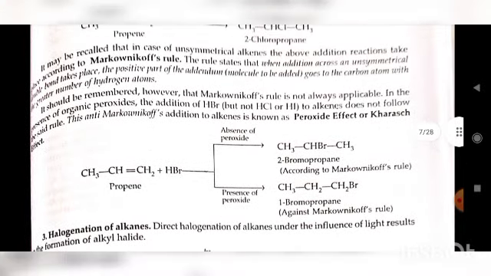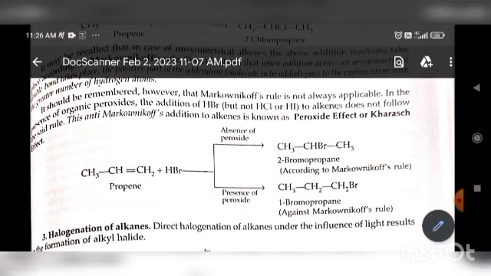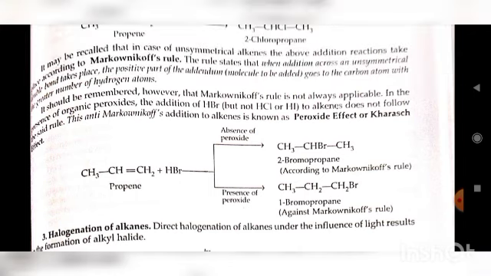in the case of unsymmetrical alkenes, the above addition reactions take place according to Markovnikov's rule. The rule states that when addition across an unsymmetrical double bond takes place, the positive part of the addendum molecule to be added goes to the carbon atom with the greater number of hydrogen atoms.